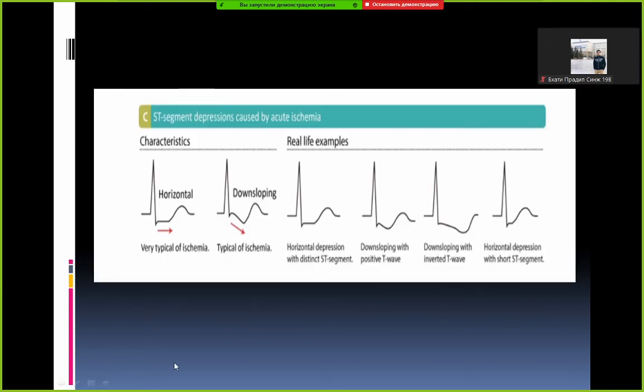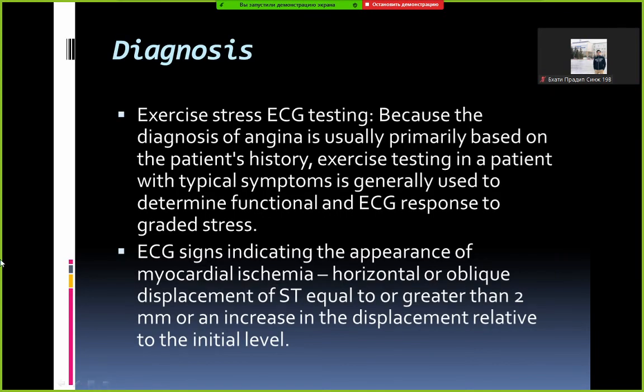So this is ECG, typical changes of ST segment. The most typical is horizontal depression of ST segment. It may be accompanied with positive T or negative T. It may be downsloping depression of ST segment, also accompanied by negative T or biphasic T.